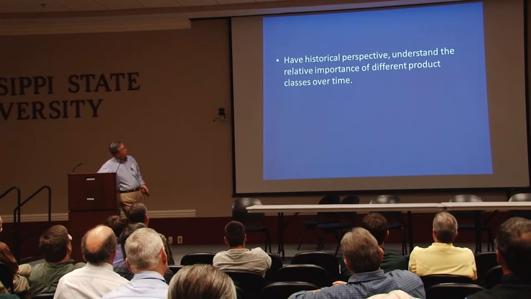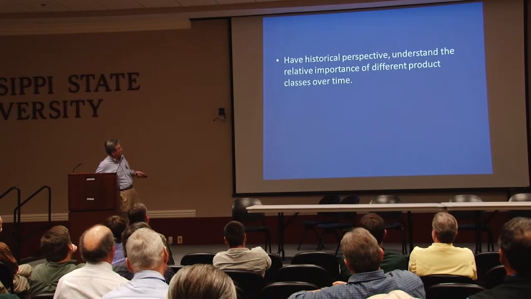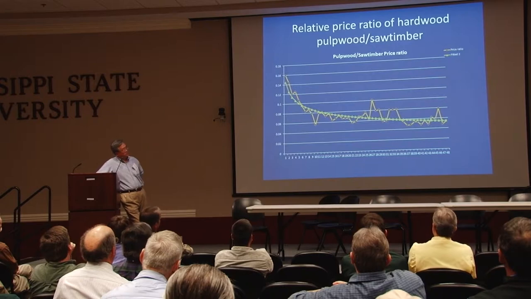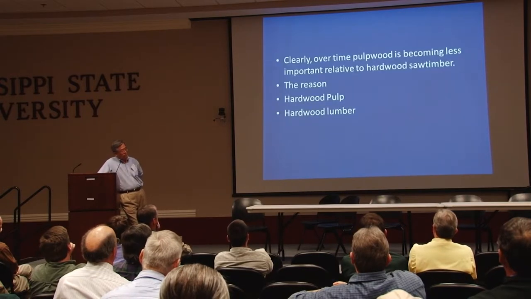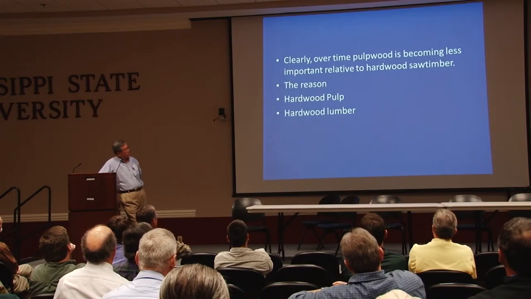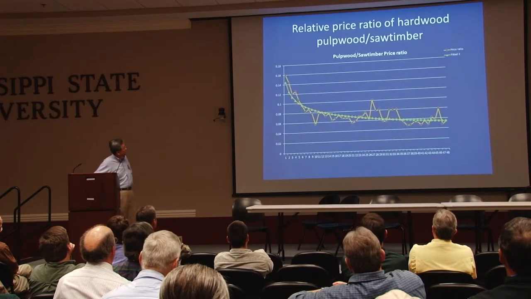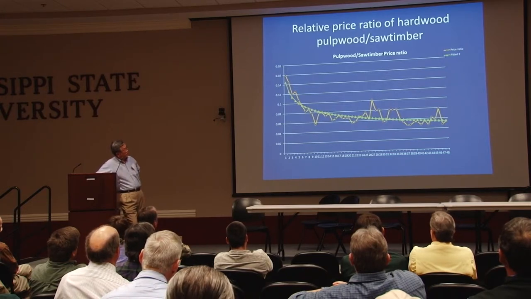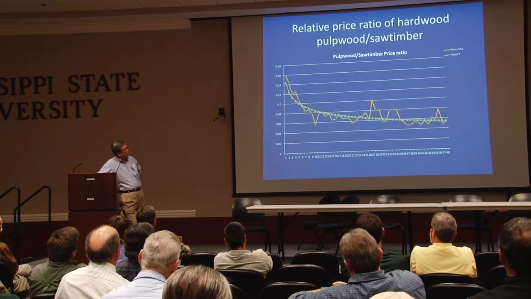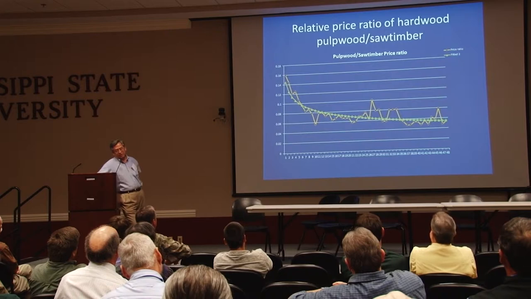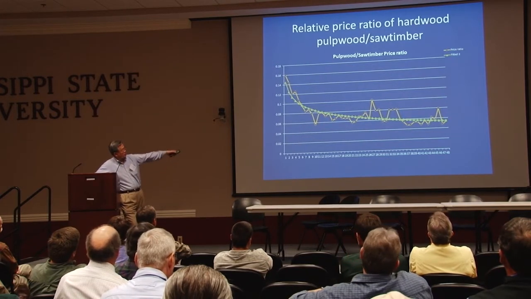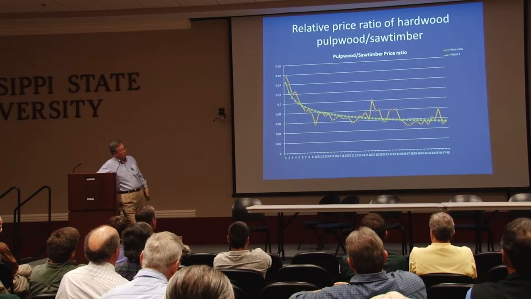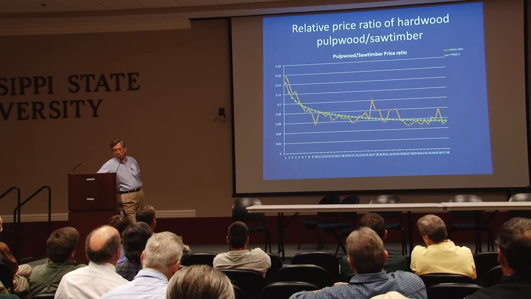Also, you need to have some historical perspective, an understanding of the relative importance of different product classes over time. Here's essentially the story of the relative importance of pulpwood over sawtimber. You will notice that at the beginning, pulpwood per cord is selling for about 15% of the value of sawtimber per 1,000 board feet. The first year was 1965 that we compiled the data in Louisiana, and by last year we have something like 48 years of data. Towards the end, the ratio is about 0.05, or 1 over 20.